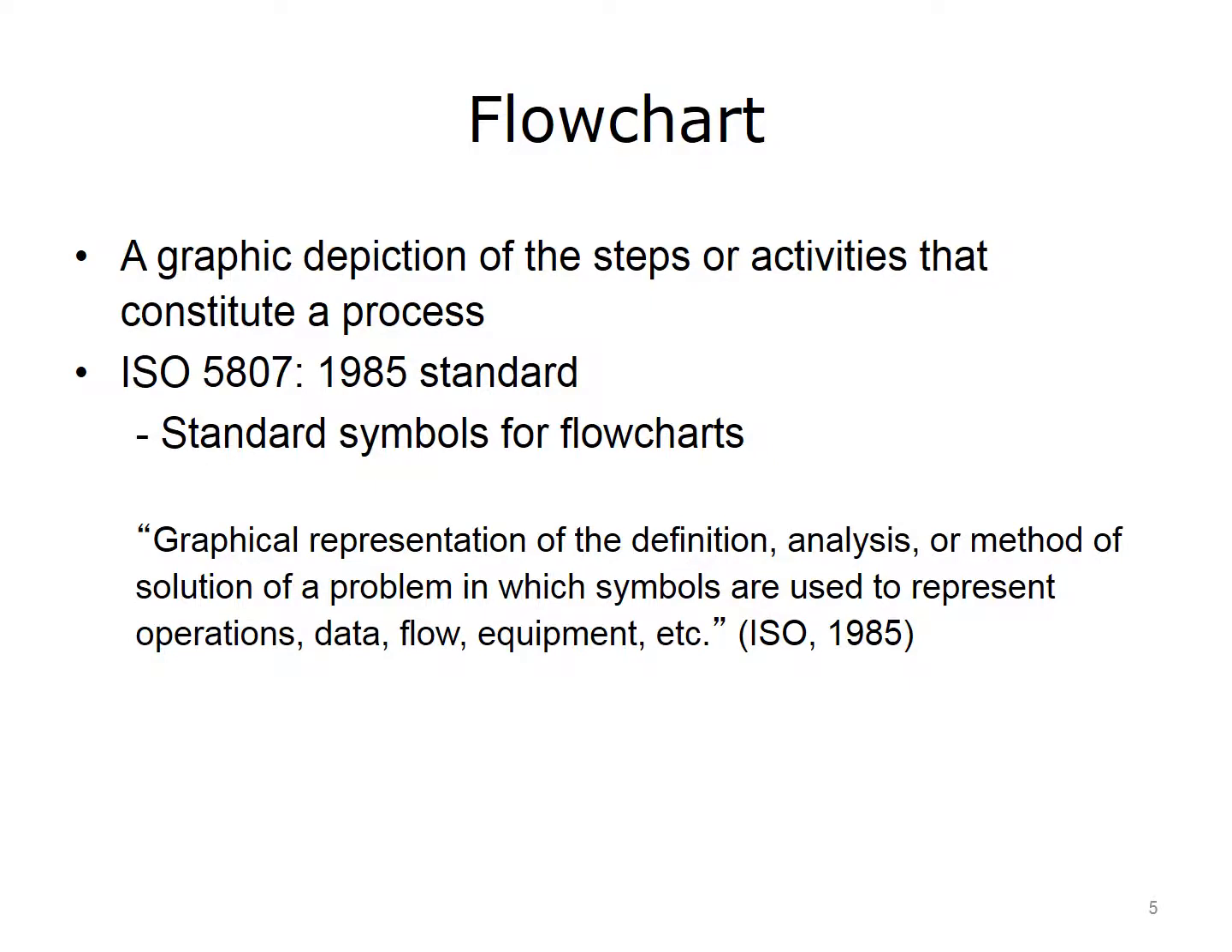A flowchart is a graphic depiction of the steps or activities that constitute a process. The International Standards Organization, ISO, defines flowchart as a graphical representation of the definition, analysis, or method of a solution of a problem in which symbols are used to represent operations, data, flow, equipment, etc. ISO 1985. The ISO 5807 1985 standard defines symbols to be used in information processing documentation and gives guidance on conventions for their use in data flow charts and other diagrams.